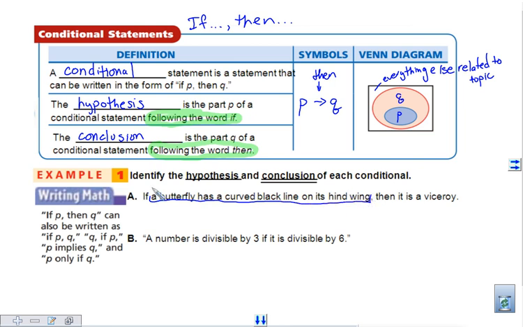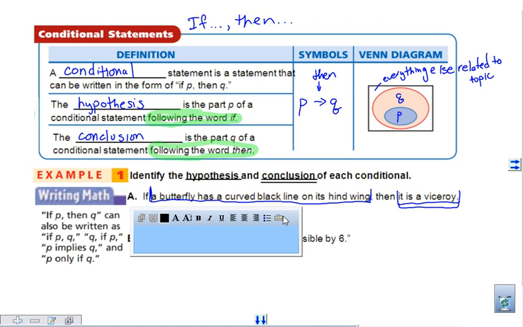Now notice that I did not include the word if. If is not part of the hypothesis. It's part of the conditional statement, but not part of the hypothesis. Then we need to identify the conclusion and underline it twice. And that is, it is a viceroy. Notice, again, I did not include then. Then is part of the conditional statement. It is not part of the conclusion.